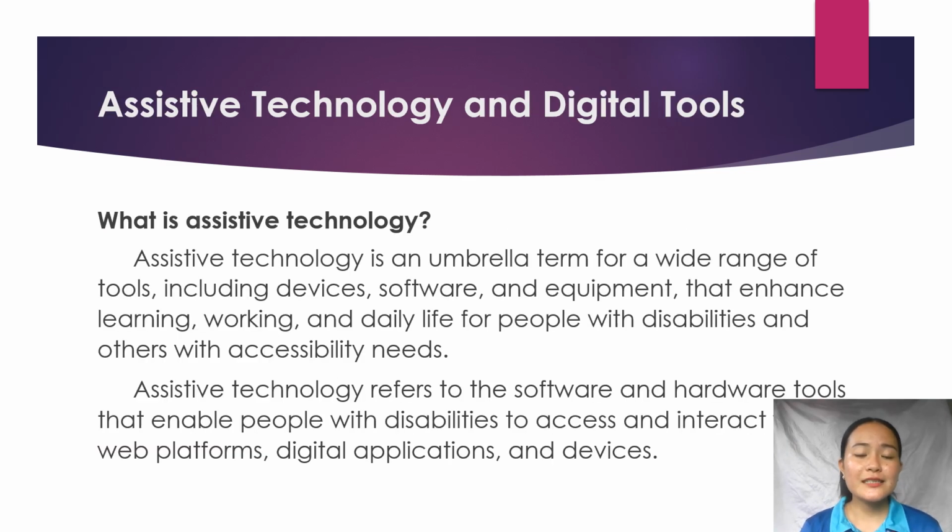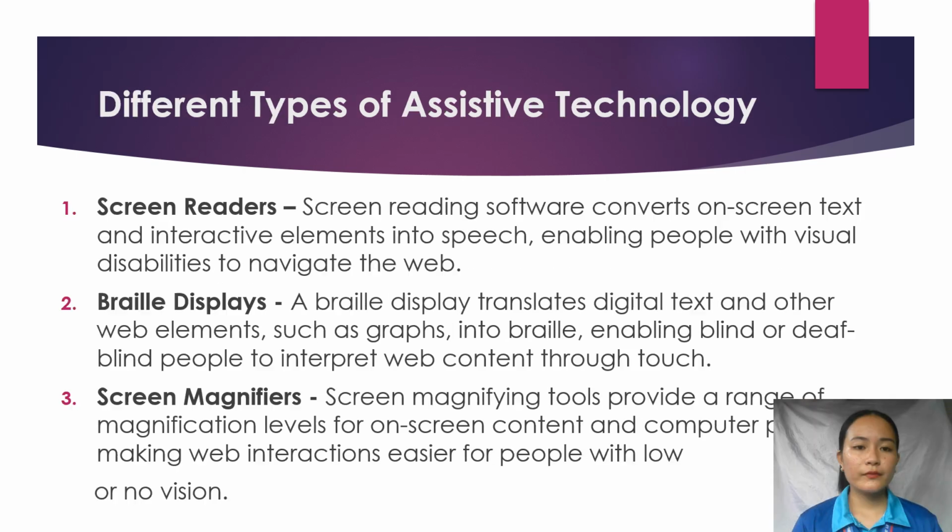Lastly is assistive technology and digital tools. So what is assistive technology? Assistive technology is an umbrella term for a wide range of tools, including devices, software, and equipment that enhance learning, working, and daily life for people with disabilities and others with accessibility needs. Assistive technology refers to the software and hardware tools that enable people with disabilities to access and interact with web platforms, digital applications, and devices.